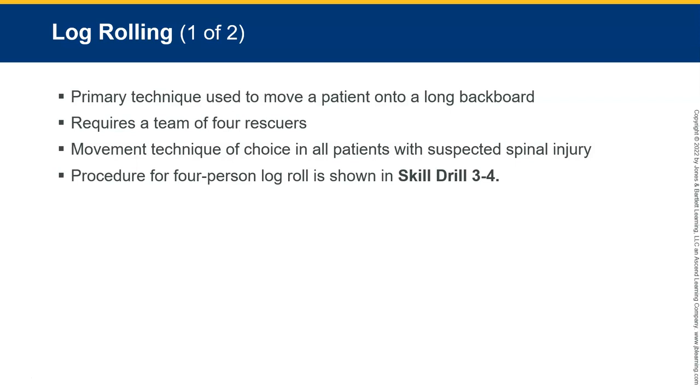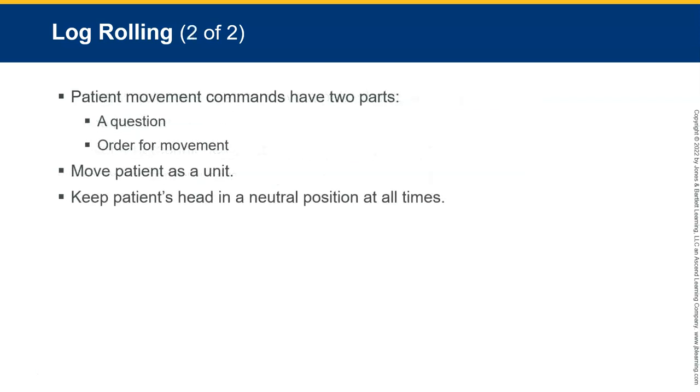Now, log rolling is usually the primary technique that you use to move a patient onto a long backboard. Curriculum will tell you that a team of 4 is best, that's a lot of hands though, but 2 to 3, up to 4 people, is a good way to get people onto a board. That's the movement technique of choice when we start talking about people with a suspected spinal injury. You're able to log roll them over, put the board underneath them, log roll them back. Once again, we're moving them as a unit, so that's one of the advantages of that. And again, it's going to be the person up on the head who is controlling this or calling out commands.